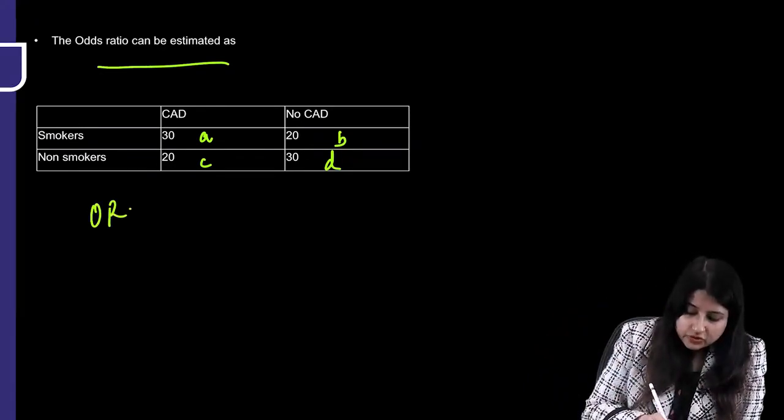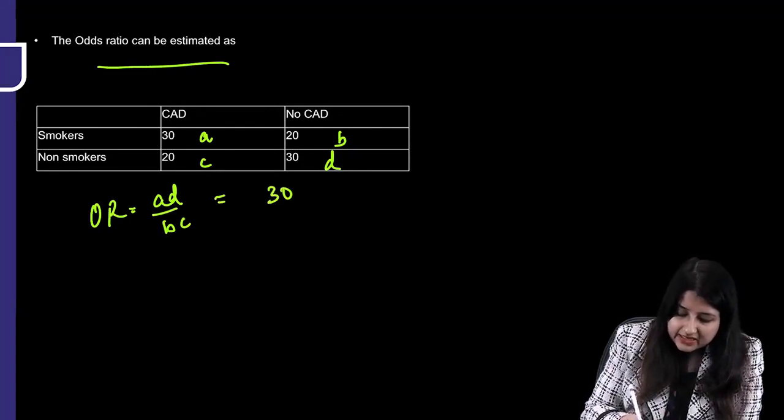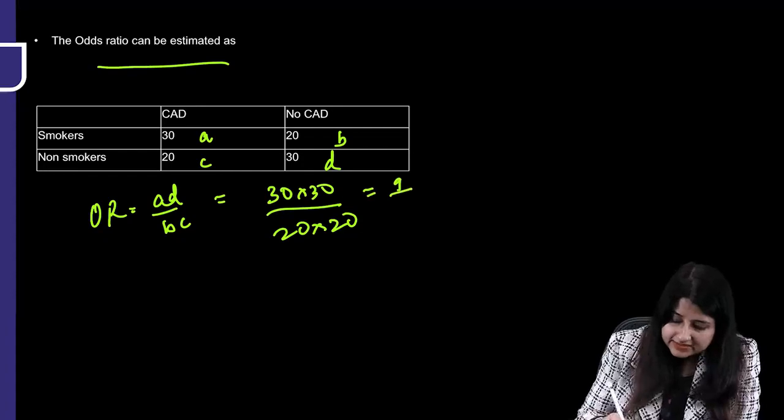So what is odds ratio? Cross product ratio. So it is AD upon BC, 30 into 30 by 20 into 20. So this is 9 by 4. So 2.25.